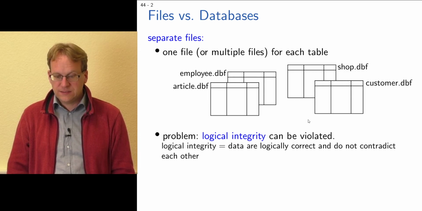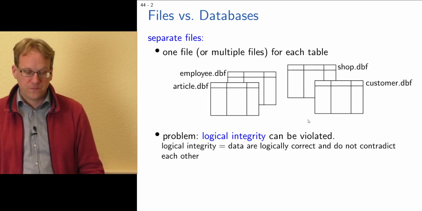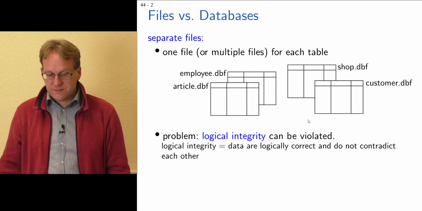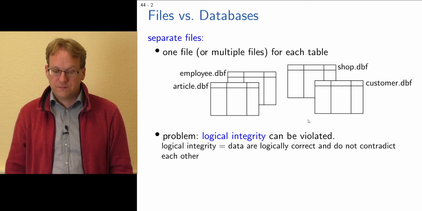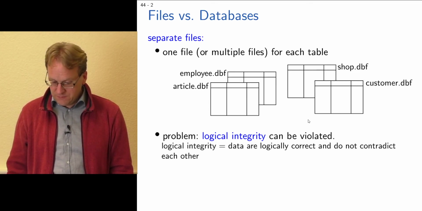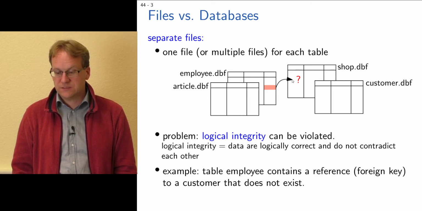That can easily lead to a loss of logical integrity, which means that the content of your data is not consistent with the data model. So as an example, we may have the situation that in this table here, we have maybe some number which should be actually a reference to a row of some other table. So this is the foreign key maybe referring to the primary key of some other table.